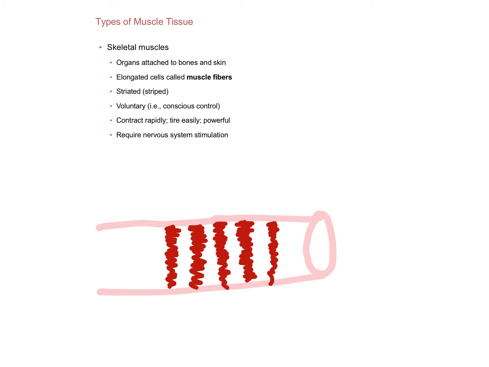Okay, so this is a dark band, and the area in between is a light band. That's what the striations look like. The cells have multiple nuclei. These cells are really, really big. So they exhibit multiple nuclei, on the periphery, on the edge of the cell.